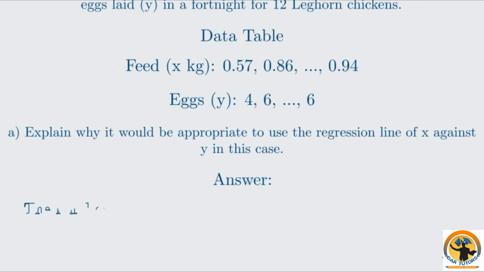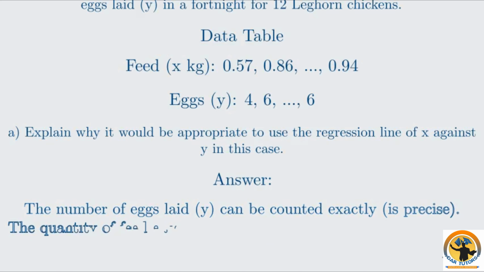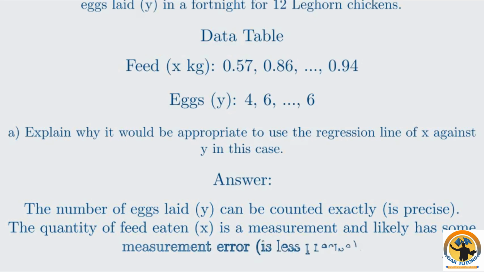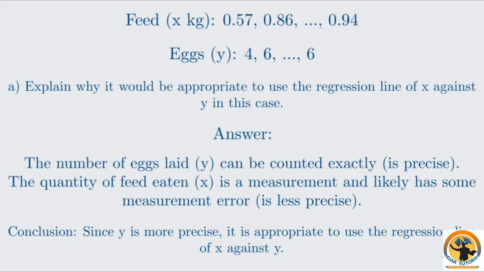Therefore, since the response variable y, the number of eggs, is more precisely measured than the explanatory variable x, the quantity of feed, it is appropriate to use the regression line of x against y. This reasoning, based on the precision of the variables, is crucial for full marks in an IB exam.